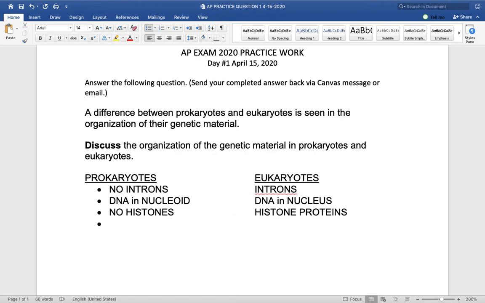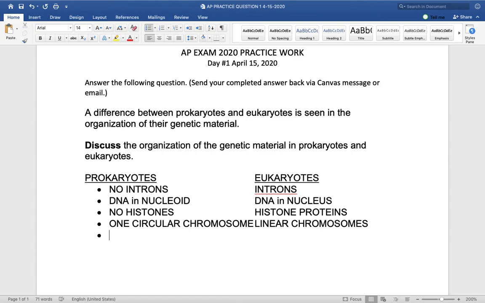And speaking of chromosomes, remember that prokaryotes only have one, whereas eukaryotes have multiple, and those are linear. So prokaryotes have one circular chromosome in the nucleoid region, and eukaryotes have multiple linear chromosomes in the nucleus. And remember, we humans have 46 of those chromosomes housed in our nucleus.